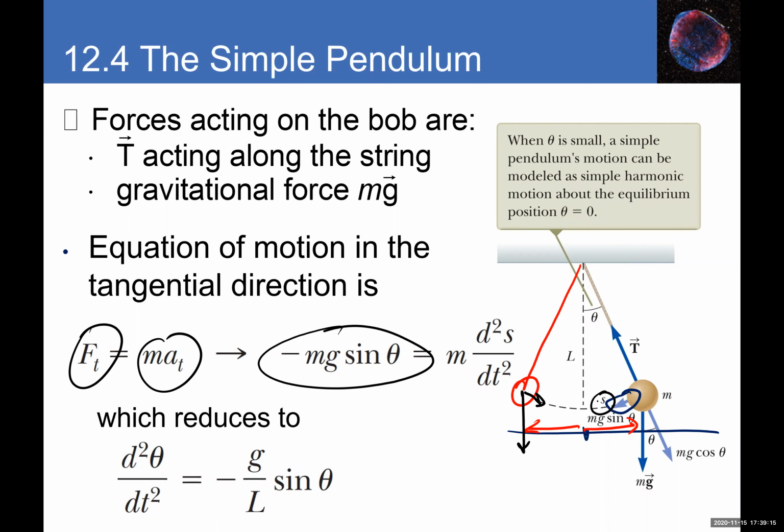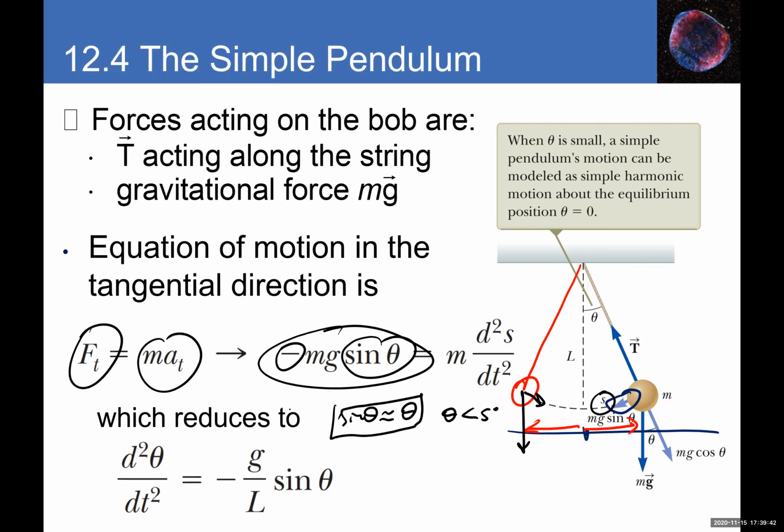And you can see, again, there's a negative as an indication that force and displacement are in opposite directions. So you can reduce this using what we call the small angle approximation, where sine of theta is approximately theta, if theta is, let's say, under 5 degrees. So then you can replace that with that.